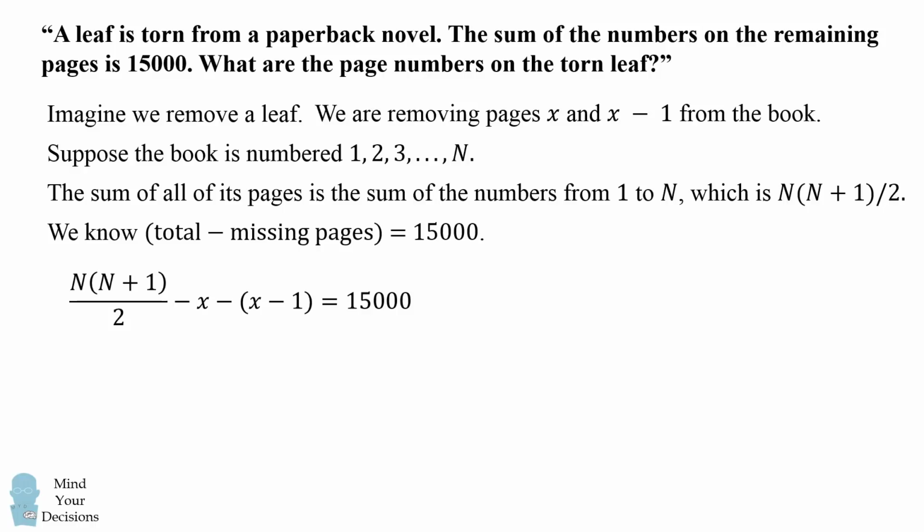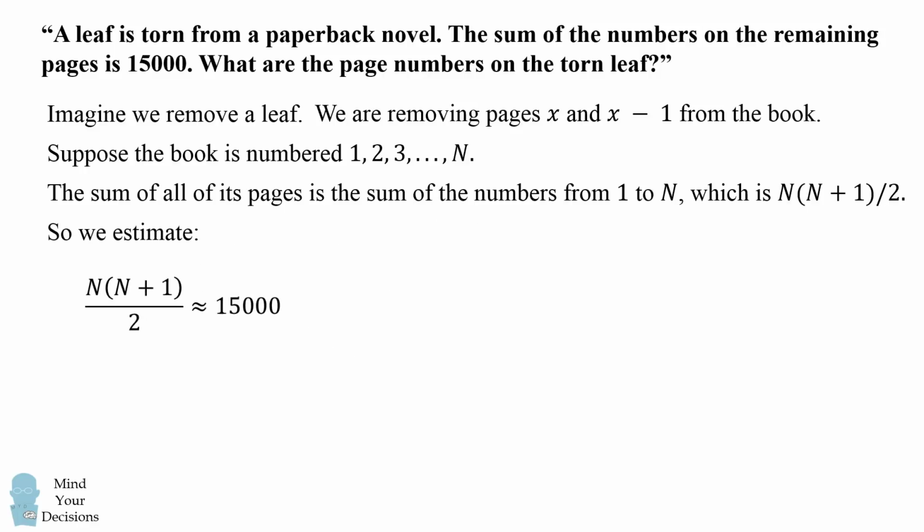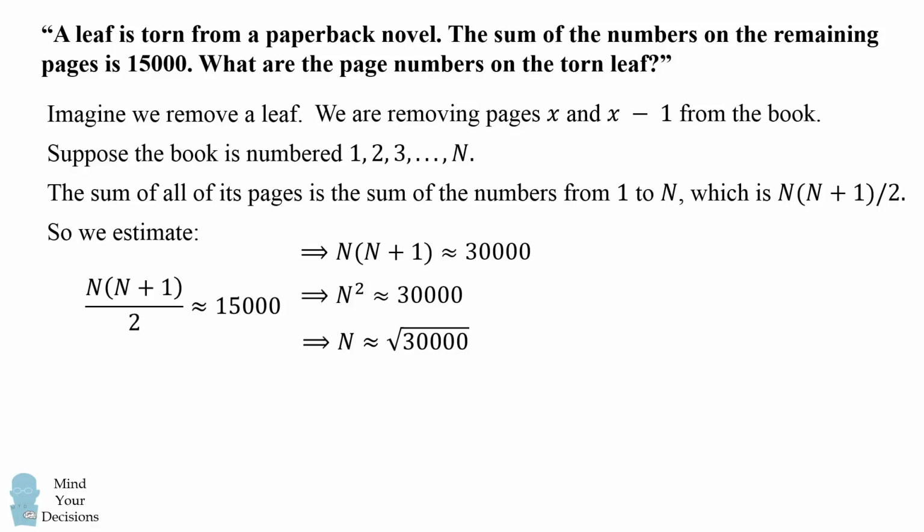Now there are two unknown variables in this equation, so we're not going to be able to solve it with a single equation. What we can do instead is use some estimation. Let's ignore the x and x minus 1. So we have that n times n plus 1 all over 2 is approximately equal to 15,000. This is because the two page numbers will be small relative to 15,000. We can then estimate that n times n plus 1 is approximately 30,000. This means n squared is approximately 30,000, so n is approximately the square root of 30,000, which is about 173.2.